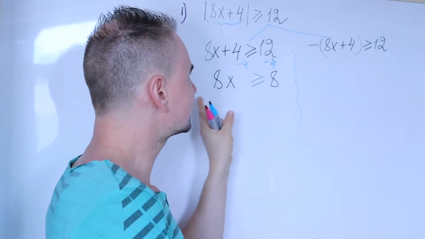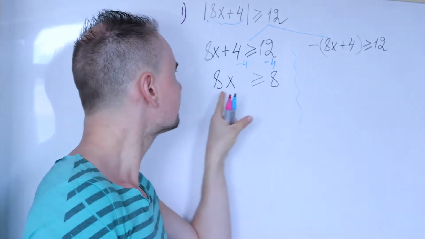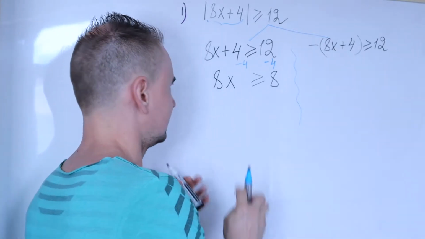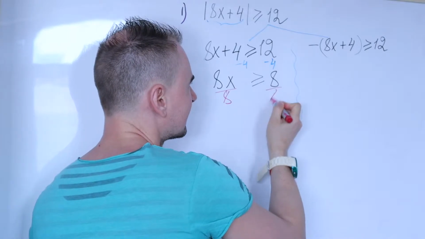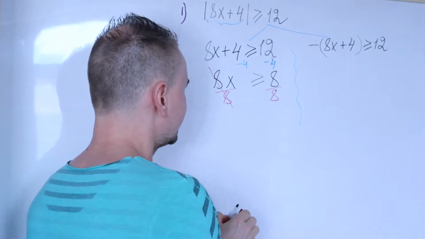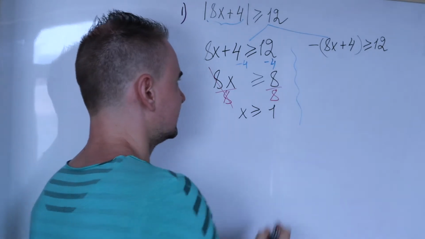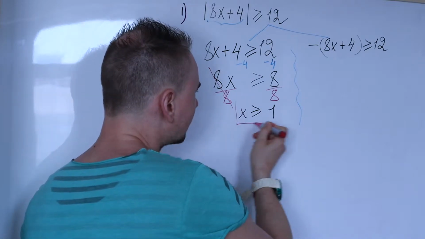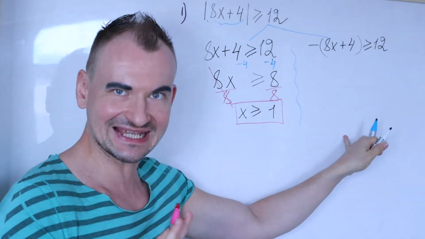And the next step, you want to divide both sides of your inequality by whatever is in front of your x. So 8 is attached to your x, so you want to divide through both sides. So 8 goes away, disappears, drops out, and your x is greater than or equal to 1, since 8 goes into 8 once. Alright, so this is part of your solution, but at this point we are not done yet. So we have to solve the second inequality.